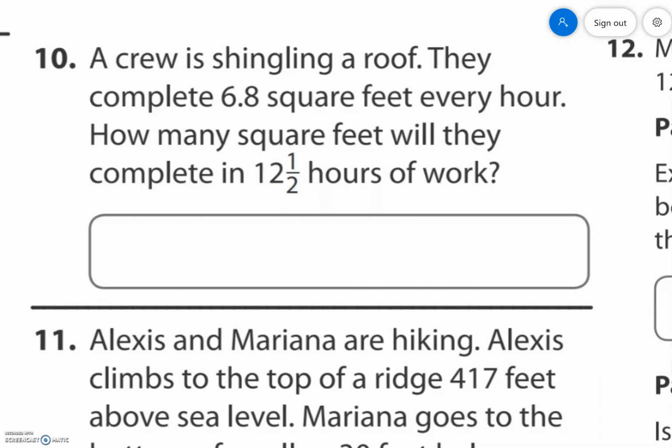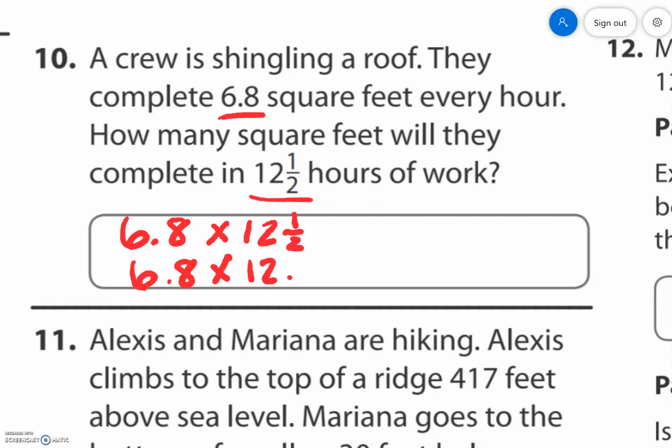A crew is shingling a roof. They complete 6.8 feet every hour. How many square feet will they complete in 12.5 hours of work? So that's 6.8 every hour. So that'd be like 6.8, 6.8, 6.8, 6.8, 6.8, 12.5 times. So in order to do it quicker, we could do 6.8 times 12.5. I can either choose to do these both in fractions or decimals. So if I do decimals, it's 6.8 times 12.5, which gives me 85. So they will finish 85 square feet.